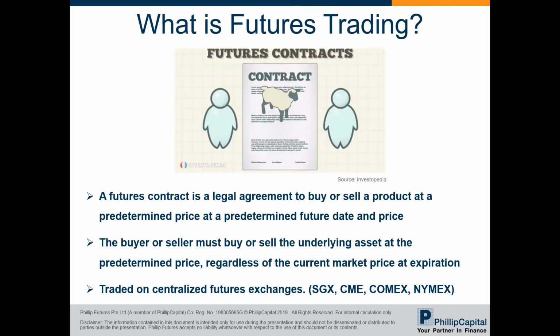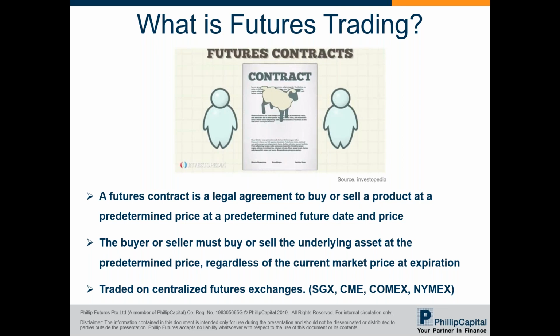So what is futures trading? A futures contract is actually a legal agreement to buy or sell a product at a predetermined price at a predetermined future date. So the buyer or seller must buy or sell the underlying asset at a predetermined price, regardless of the current market price at expiration. Many people misconceptualize that in futures trading, you have to predict the price in the future. No, this is actually a misunderstanding.